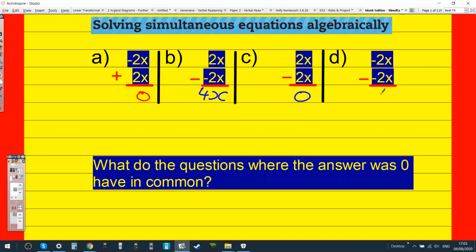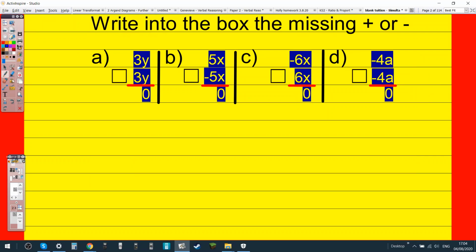Minus. So 4x. This becomes a plus because it's minus minus. Okay, so minus 4x. So it becomes minus 2x plus 2x, 2x plus 0. That's it. And so what you might notice is, okay, we'll go to this one. Okay, we have to make 0 every time.